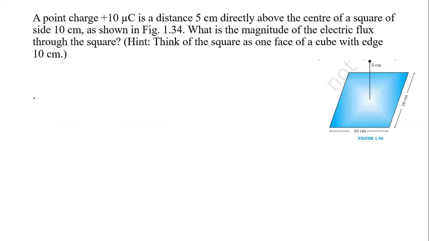Yes. Look at the next question. These questions are based on Gauss's law, Gauss, not gas. A point charge of 10 microcoulomb is at a distance of 5 centimeter directly above the center of a square of side 10 centimeter, as shown in the figure. So there is a charge exactly above it. What is the magnitude of electric flux through the square? We need to find out how much flux is through this square.